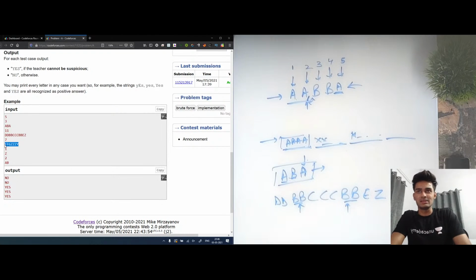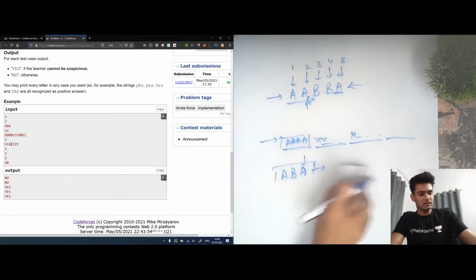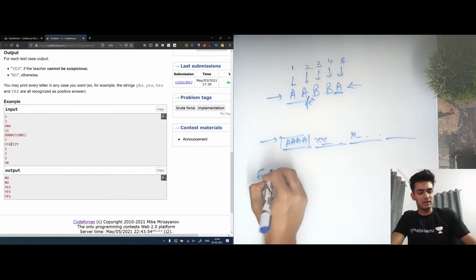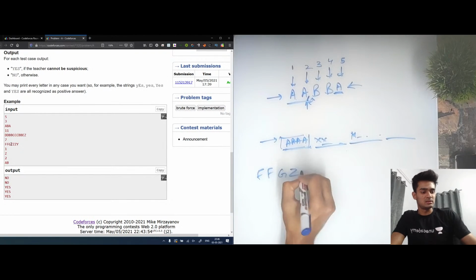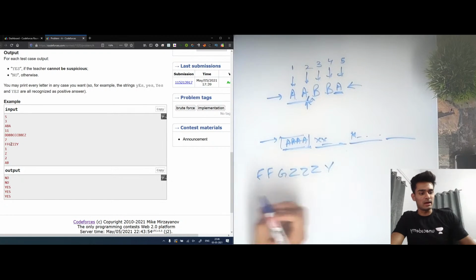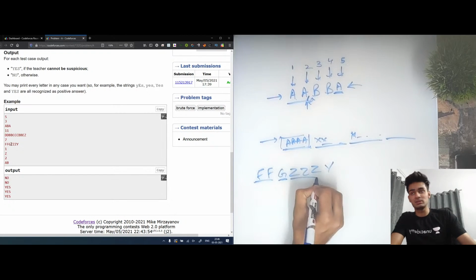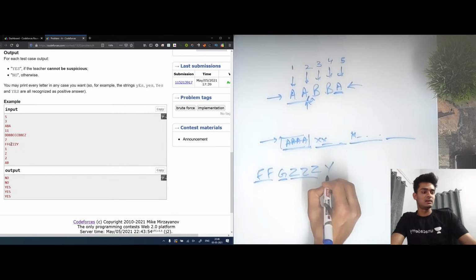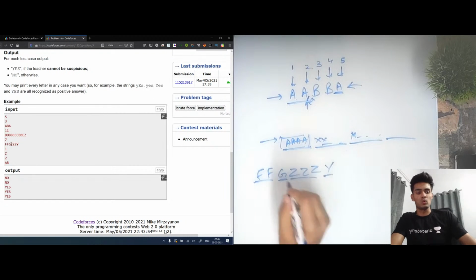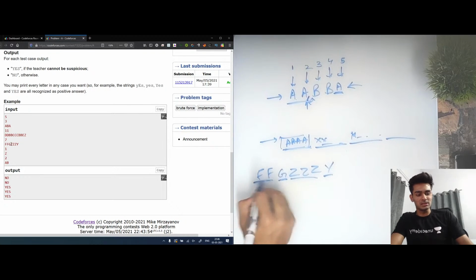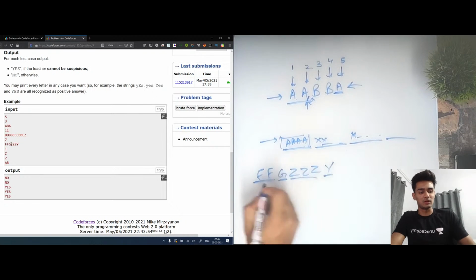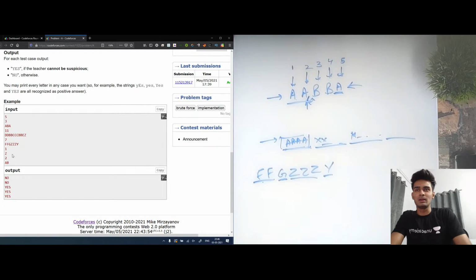Similarly for the next test case, we have F F G Z Z Y. Let me write that as well: F F G Z Z Z and Y. As you can see, we have a consecutive segment of F, then G, then a consecutive segment of Z, and then a segment of Y. So the teacher won't become suspicious, because we only have a segment of F here. After this we do not have any such segment of F. And similarly for Z as well.